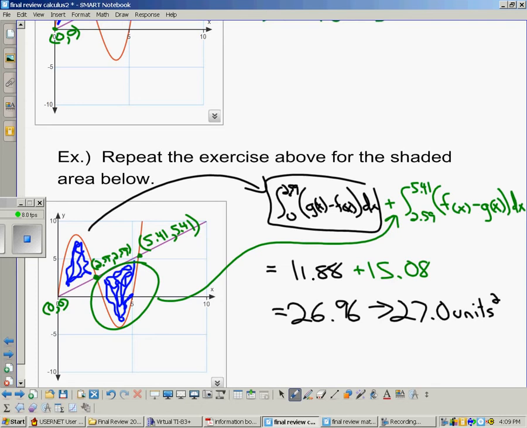And alternately you could have done it with 4 separate integrals. You could have looked for the integral of g at x from 0 to 2.59, then from 2.59 to 5.41. Same thing for f at x, and decided what to add, what to subtract. Lots of different approaches. I kind of like this one because most of the calculation is done for you by the calculator.